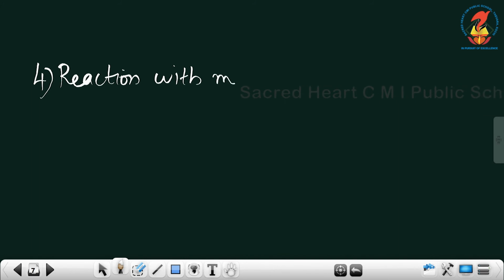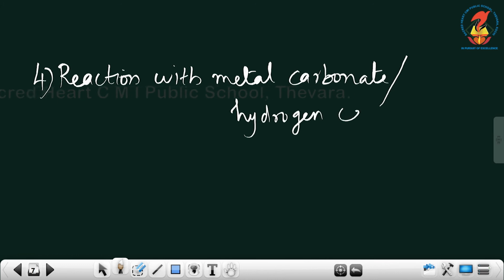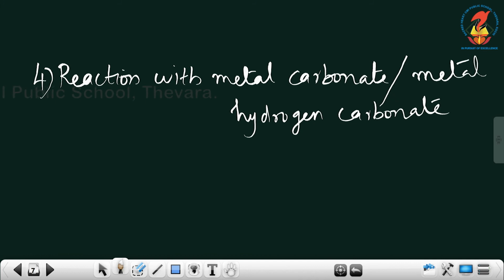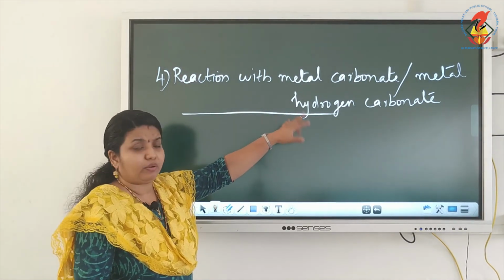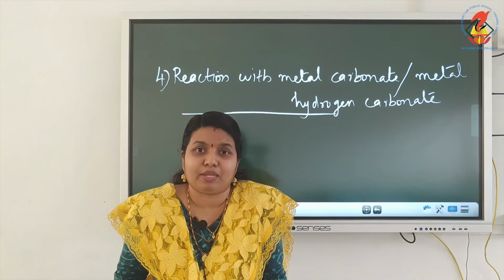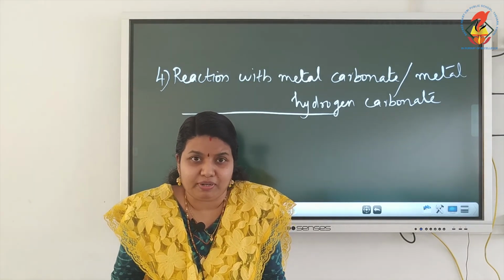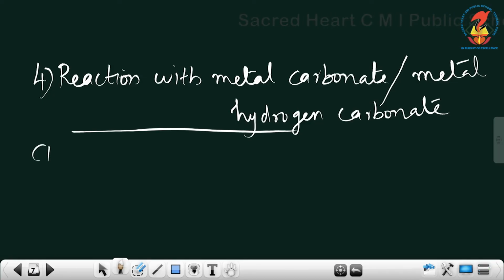reaction with metal carbonates and hydrogen carbonates. Metal carbonates and metal hydrogen carbonates. This reaction also we have learned in the second chapter. What happens when an acid reacts with a metal carbonate or a metal hydrogen carbonate? What are the products obtained? We get salt, carbon dioxide and water.